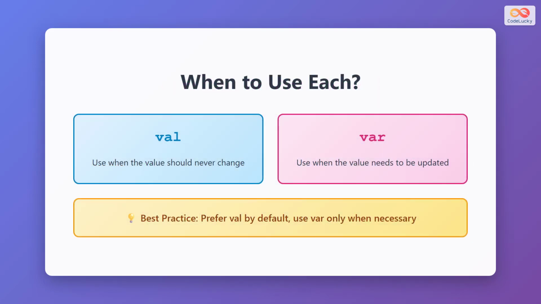So when should you use each type? Use val when the value should never change, like configuration settings, mathematical constants, or fixed user data. Use var when the value needs to be updated, such as loop counters, accumulated totals, or changing user states.